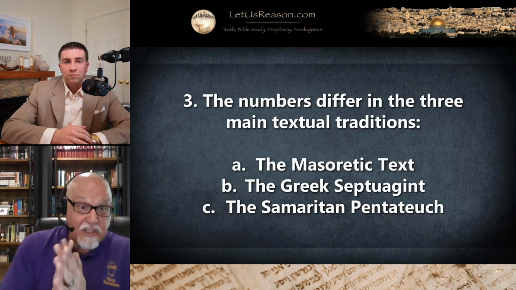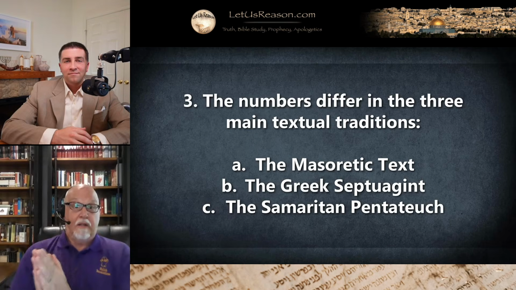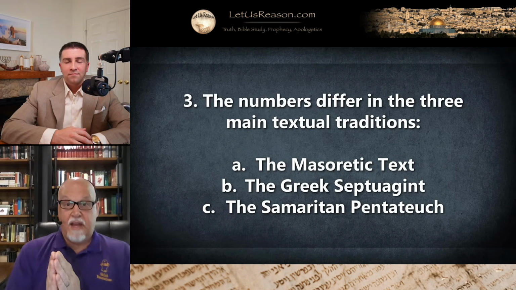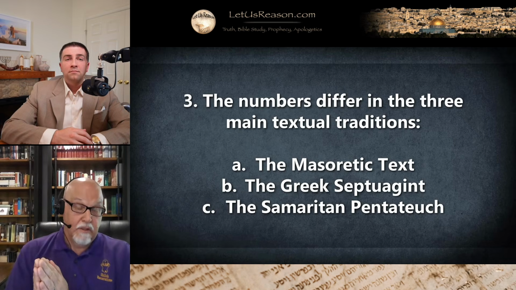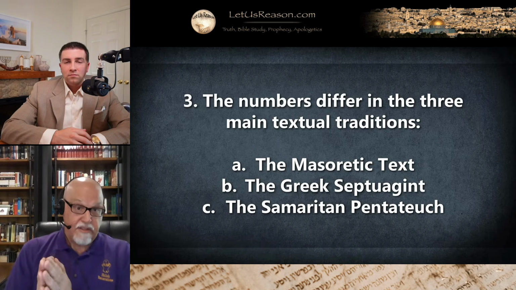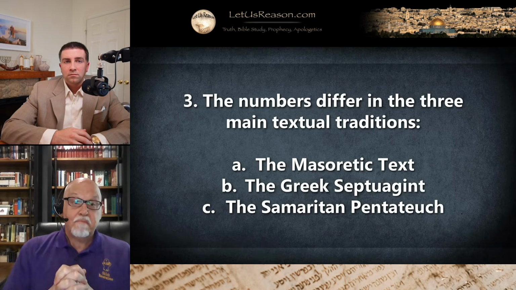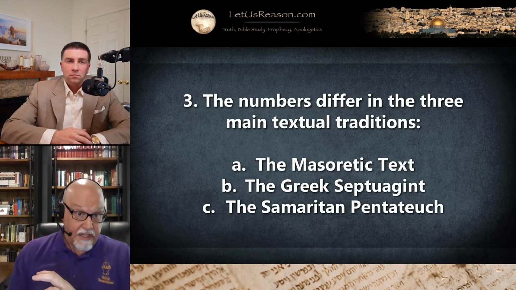But now let's get to the good stuff, right, Mike? I mean, we had to lay a little bit of a foundation, but we want to get to the point. The most important point that we're focusing on here today is that we have 3 main traditions that preserve the numbers in Genesis 5 and 11, and they differ from one another. We have the Hebrew Masoretic Text, we have the Greek Septuagint, and we have what's called the Samaritan Pentateuch. The Samaritans had their own Bible, 5 books, and they have numbers that match some of the other 2, and then some that are different even than them.